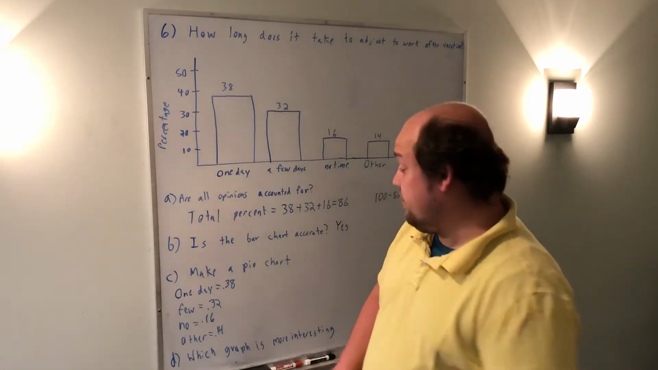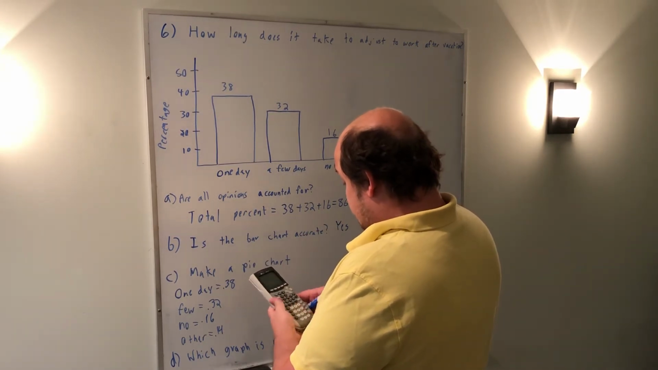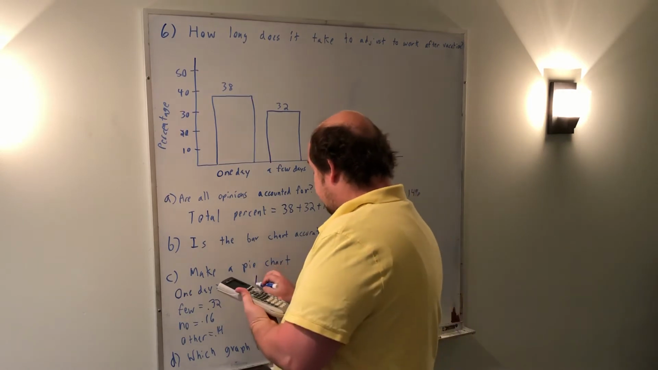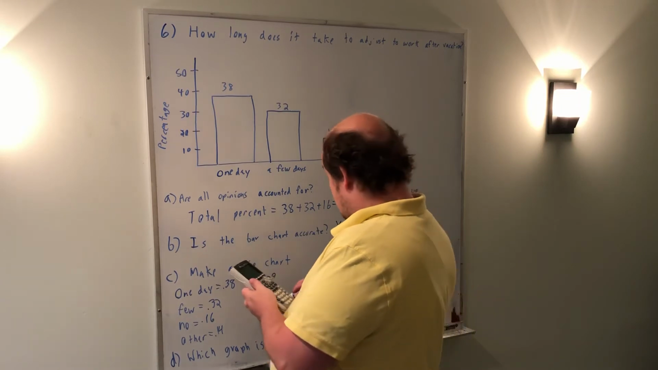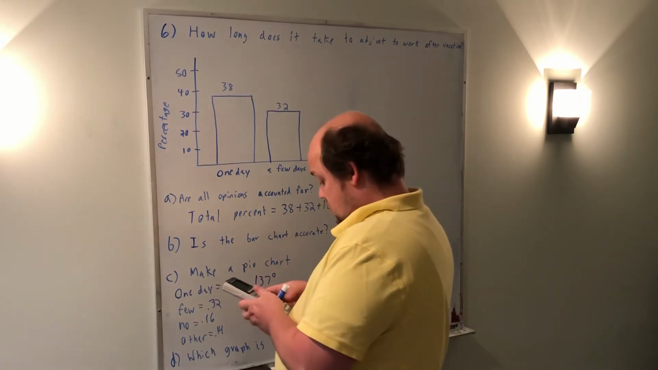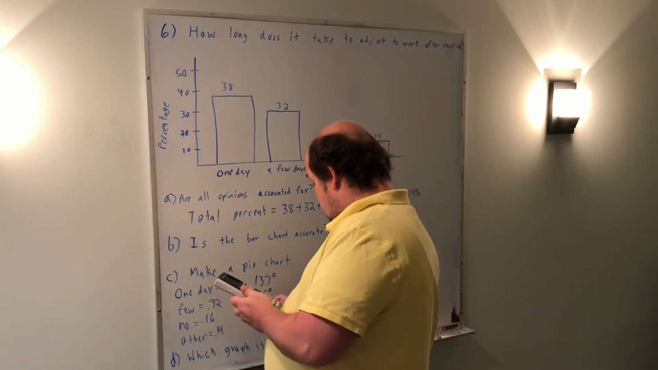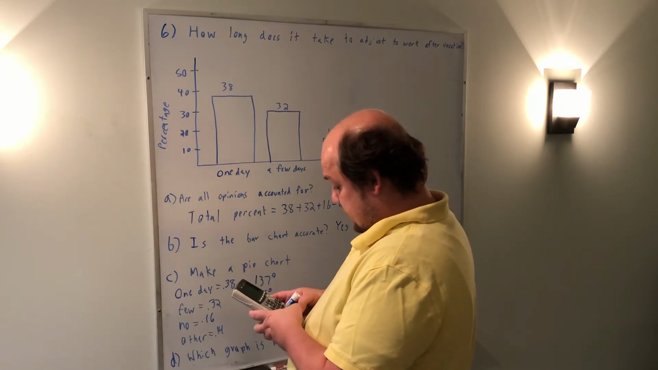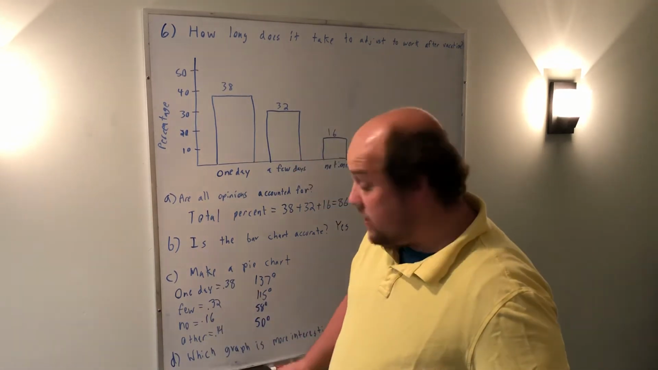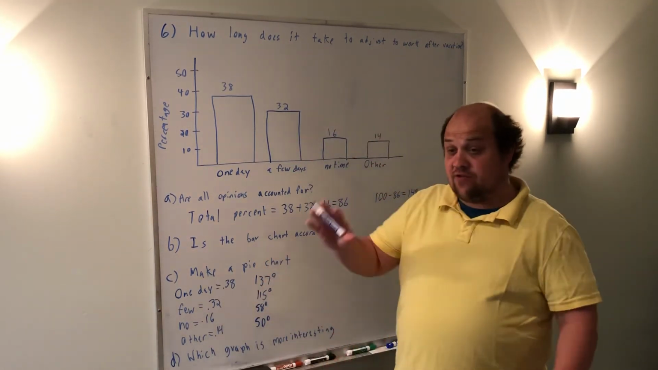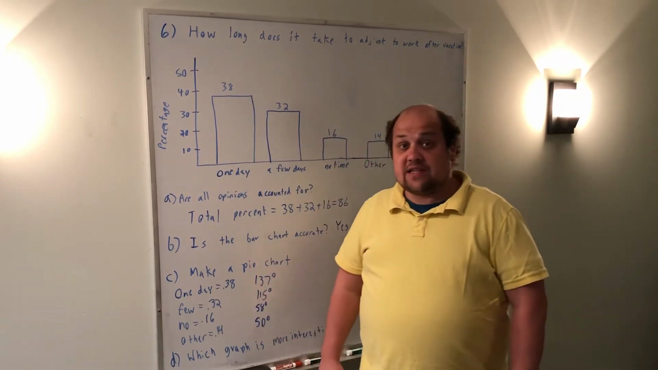If we multiply these by 360, 0.38 times 360 gives me 137. 0.32 times 360 gives me 115. 0.16 times 360 gives me 58. And 0.14 times 360 gives me 50. So when you're doing this, you're really just asked to choose from here's 5 possible graphs. It's easier than what I'm doing. You don't need to know how to do these conversions.